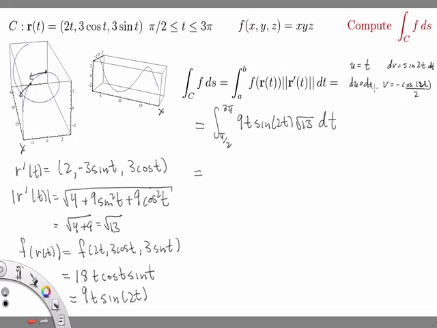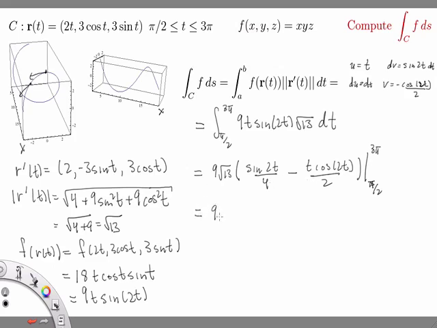Alright, so now using integration by parts, you can check that I get 9 times root 13, and then times the antiderivative of this function t sine of 2t, which is sine of 2t over 4 minus t cosine of 2t over 2. So this is the function that we're going to evaluate, not from 0, but from pi over 2 to 3 pi.